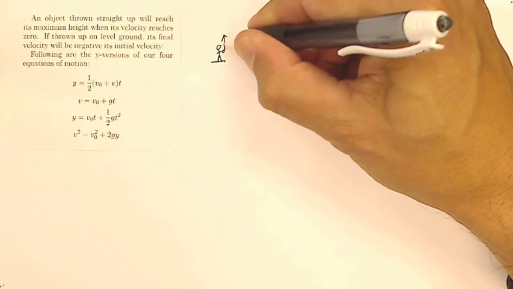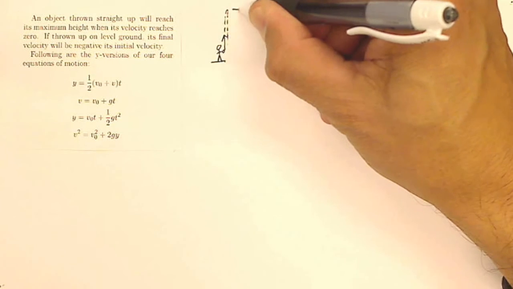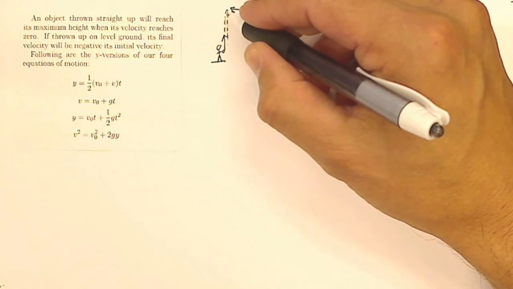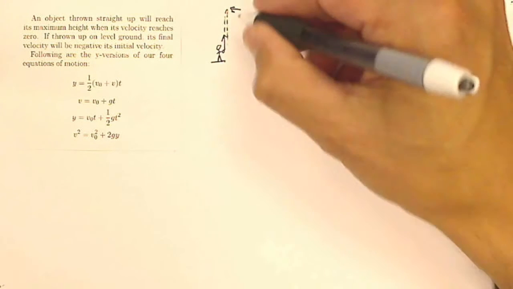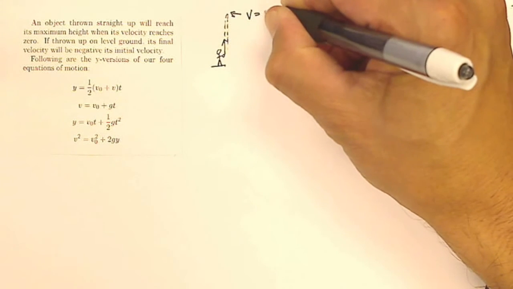at the top of its path, when it goes up and hits that very maximum height before it turns around, at that top of the path, you have to know that it's going to momentarily, very momentarily, hit a velocity of 0. So at the tippy top of the path, I know that the velocity equals 0.